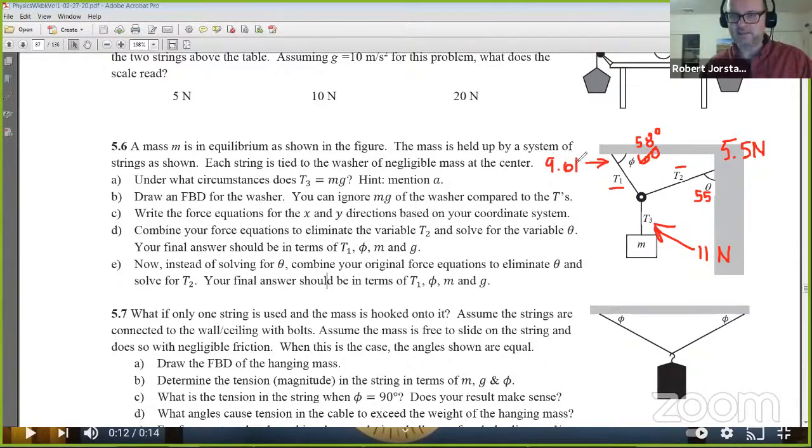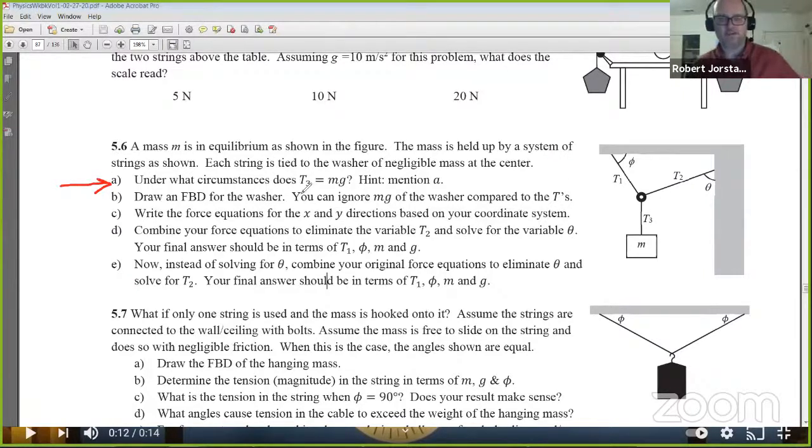So at the end of this problem, if you write those down, you could check with a real life situation after we finish part E really quickly by just plugging in your numbers and see if it's right. Okay. All right. So that said, let's start with part A. Under what circumstances should T3 equal mg? What do you think?